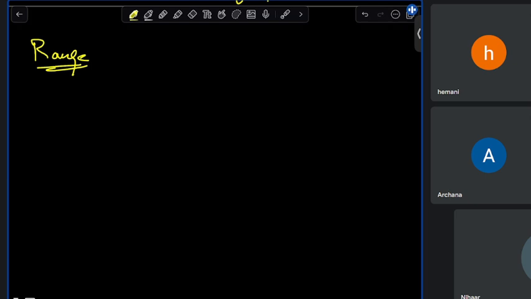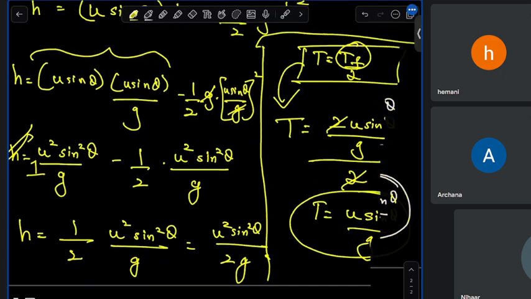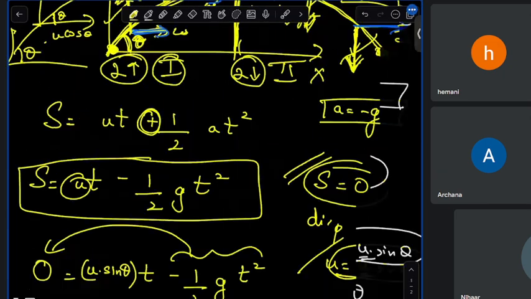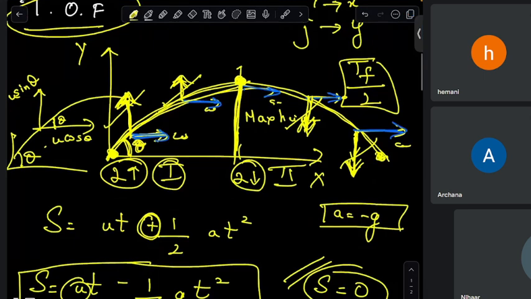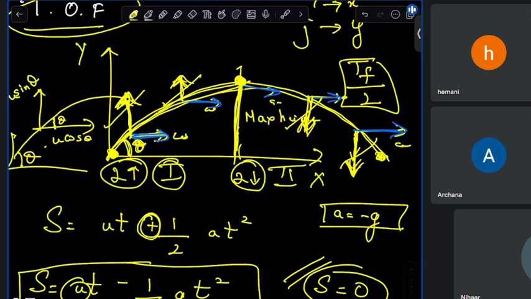Guys, next is horizontal range. Okay, 1 minute. Where is this diagram? One more formula, root of vx square minus vy square. That and all, don't mug up. Just resolve the vector. At that point of time only you get the answer.